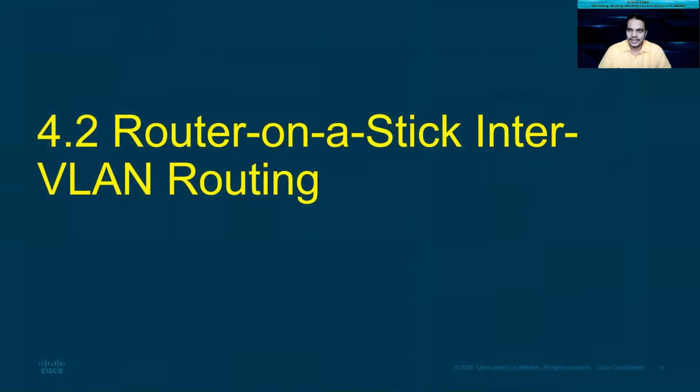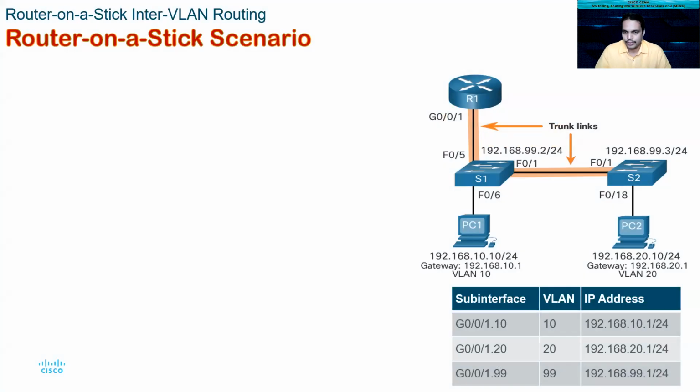Now, let's see how inter-VLAN routing is actually implemented through router on a stick configuration. Check this scenario out. If you see here, I have 2 switches, S1 and S2. S1 is connected to PC1, which belongs to VLAN 10. S2 is connected to PC2, which belongs to VLAN 20. For this scenario to work, I need 2 trunk links: the link between S1 and S2, and also the link between R1 and S1.